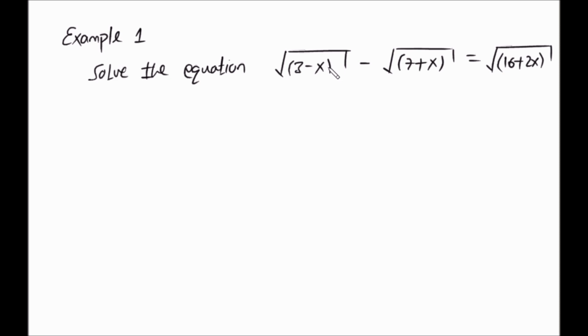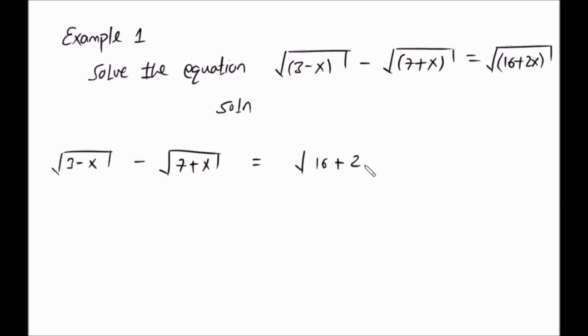The square root of 3 minus x minus the square root of 7 plus x is equal to the square root of 16 plus 2x. So we have the square root of 3 minus x minus the square root of 7 plus x. All of this is equal to the square root of 16 plus 2x. So let's solve this equation. I want to do this on a fresh page.